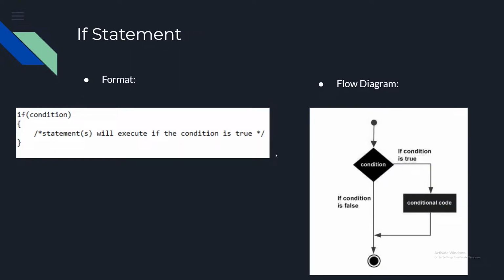So the first statement we're going to be talking about is an if statement. The if statement is one of the most basic statements in the language. It essentially uses the if keyword, and then it'll check the condition within these parentheses, and then it will execute the code inside of these brackets, if that condition is true.